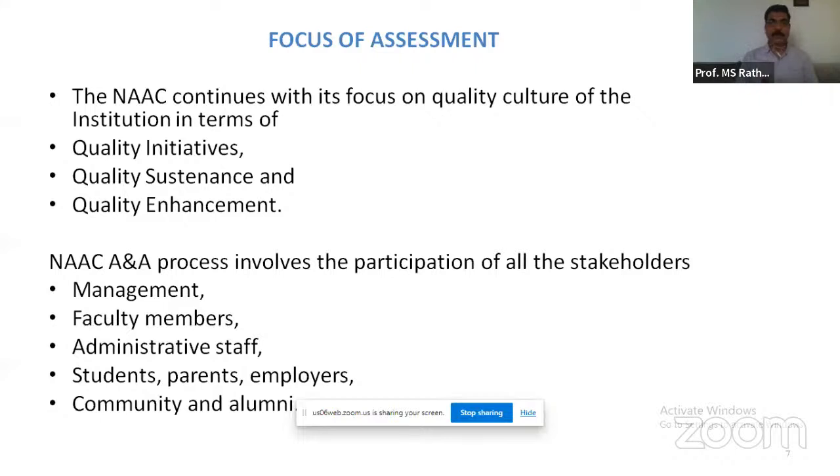In the first cycle, they will look into the basic things, and in subsequent cycles, they will look for further quality enhancement initiatives. In addition, the NAAC process involves the participation of all the stakeholders who are interested in the higher education institute. Who would they be? Management, faculty members, administrative staff, students, parents, employers, community, and alumni. All of these are included in the NAAC assessment and accreditation process and have been given appropriate weightage, so that the institute comes to know these are also activities we have to perform in order to make a holistic process of quality assurance.